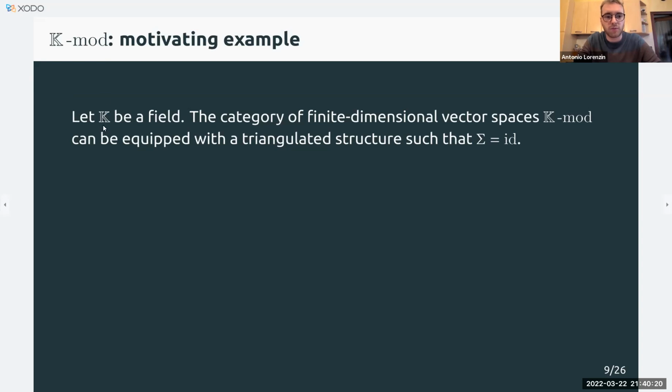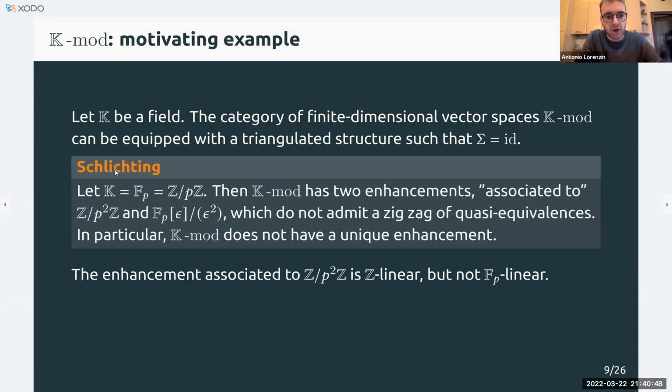So let, first of all, K be a field, and then we can consider the category of finite dimensional vector spaces, K-mod. K-mod can be equipped with a triangulated structure, and this structure is simply given by the shift being the identity and the distinguished triangles being described by the short exact sequences of vector spaces. Now there's a theorem by Schlichting telling us that if we consider K to be the field with p elements, and p a prime number, then K-mod has two enhancements. And these enhancements are associated to Z/p²Z and F_p[ε]/(ε²).